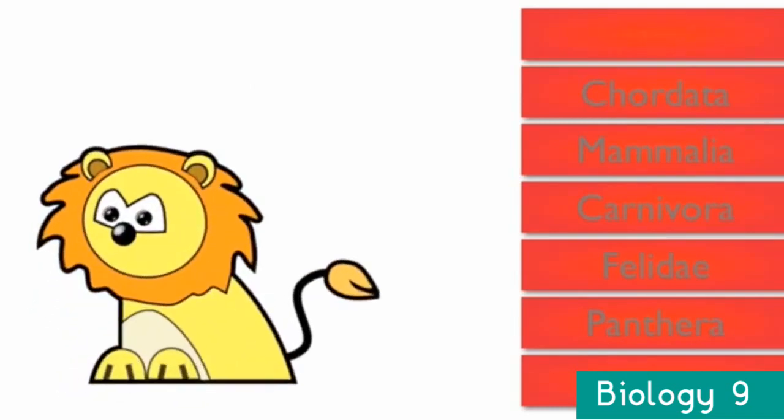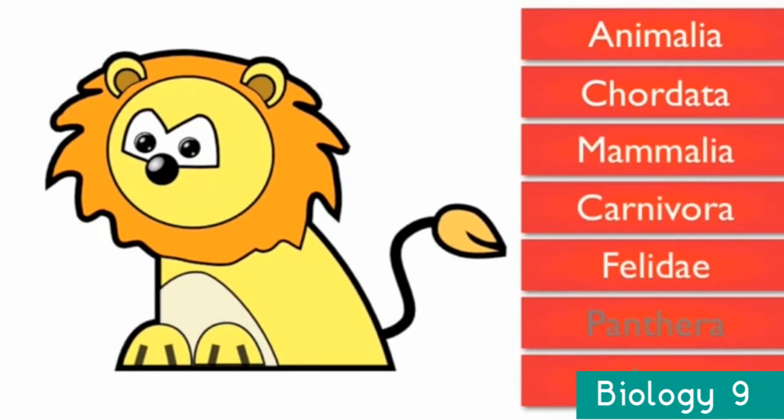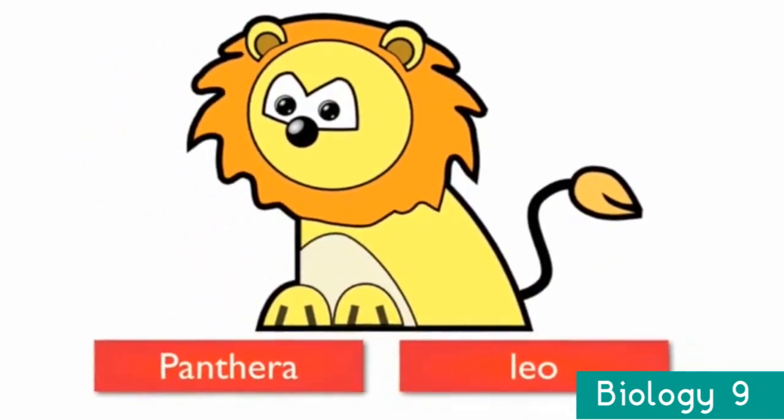So a lion is an animal with a backbone that has hair or fur, eats meat, has retractable claws, can roar, and goes by the name Leo. The lion's scientific name is Panthera leo. Scientific names are an organism's genus followed by its species. So a lion is Panthera leo.